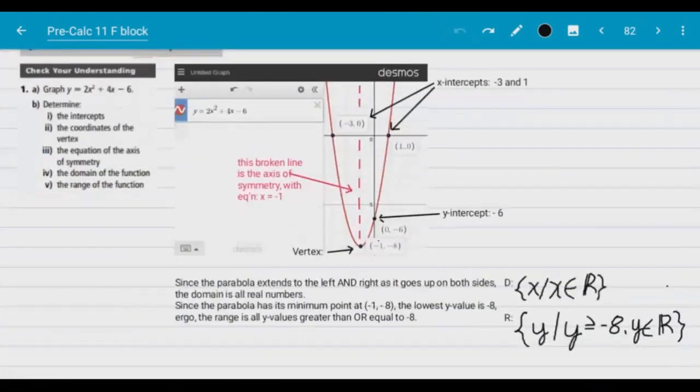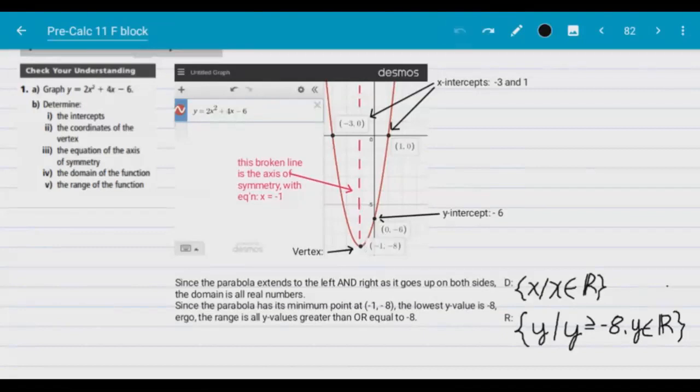So Desmos also gave me the vertex, negative 1, negative 8. Okay. And I also showed you the equation of the axis of symmetry. All right. So, okay. The axis of symmetry is that broken line that cuts the parabola into two equal parts, and it has an equation. Okay, right here. The equation actually is as simple as x is equal to whatever is the x value of the vertex.